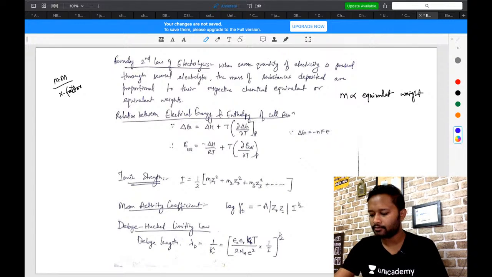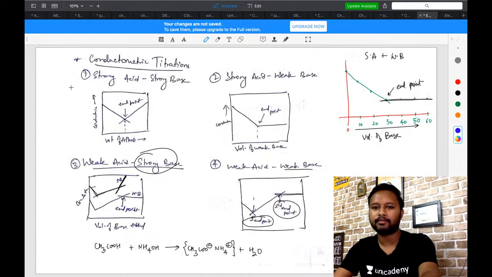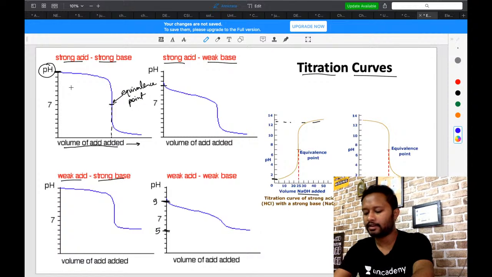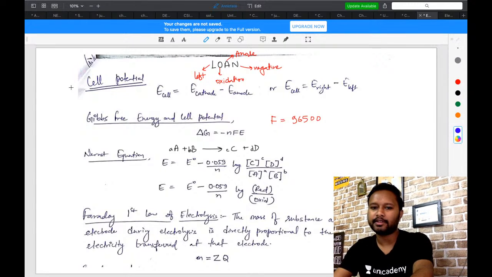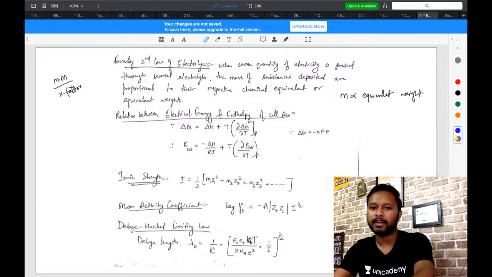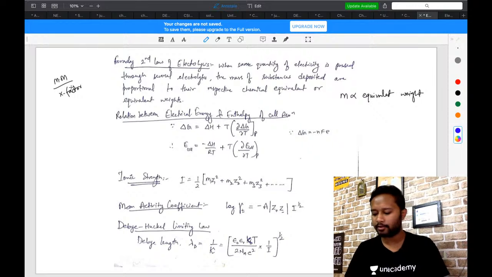Pooja, which titration do you want? I have already discussed the titrations, okay? Which titration do you want me to explain again? Conductometric or titration curve? At the end I will repeat that, okay Pooja? Let me just finish this, it's just about to get finished, and after that I'll repeat it. You just let me know whether you want conductometric or titration curve repeated.